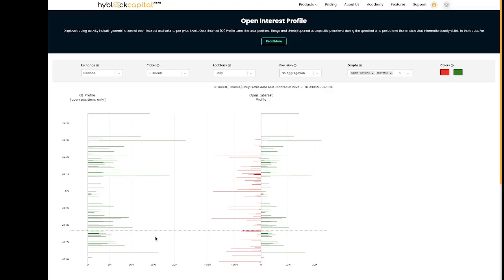Volume profile is limited to only volume at a particular price, and therefore it doesn't tell whether positions are opening or closing. OI profile can give you that next level of detail and edge. In this video, I will be going through each of the profile graphs that we offer to help you use them when studying the market.